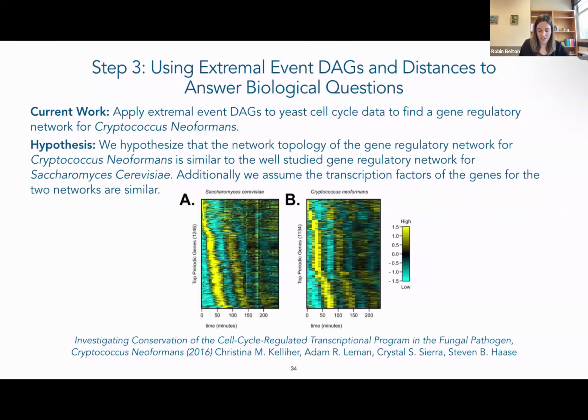Yeah, so we want to find a gene regulatory network for Cryptococcus, and we hypothesized that the network topology of this gene regulatory network is similar to the well-studied gene regulatory network for Saccharomyces cerevisiae. Additionally, we assume that the transcription factors of the genes for the two networks are pretty similar.